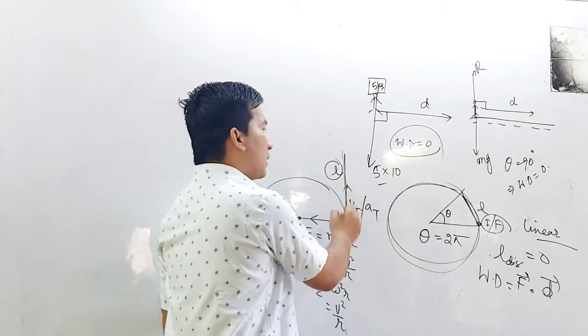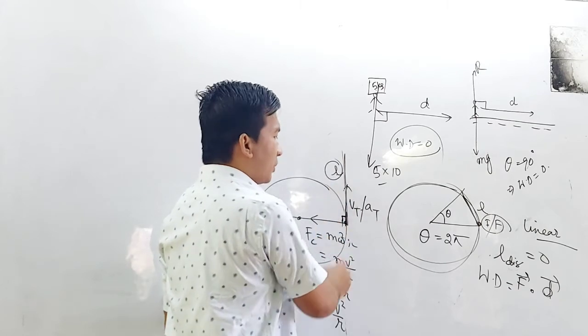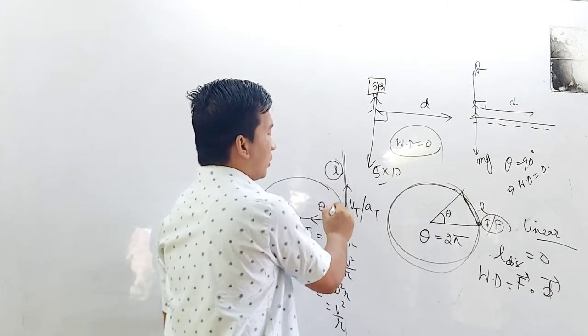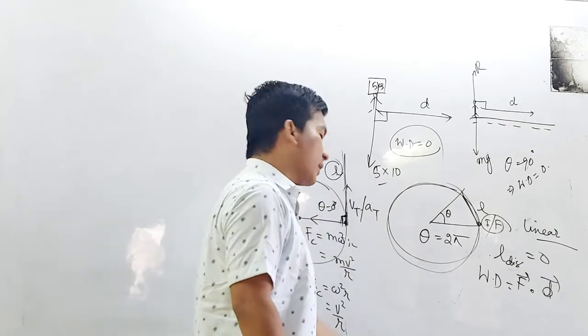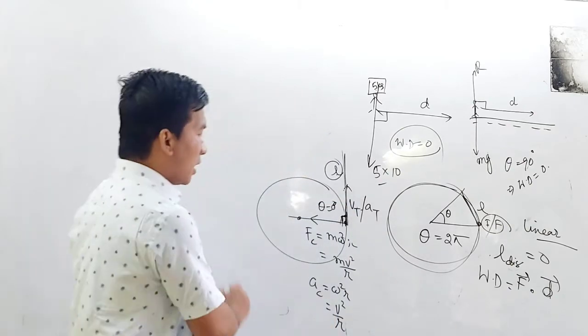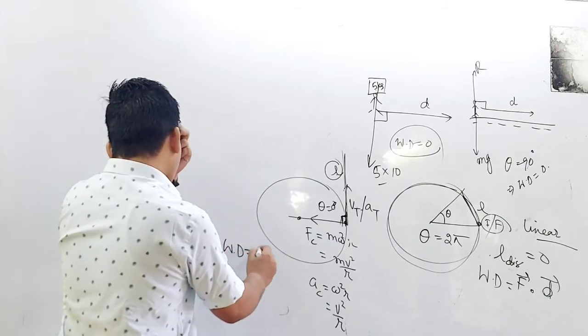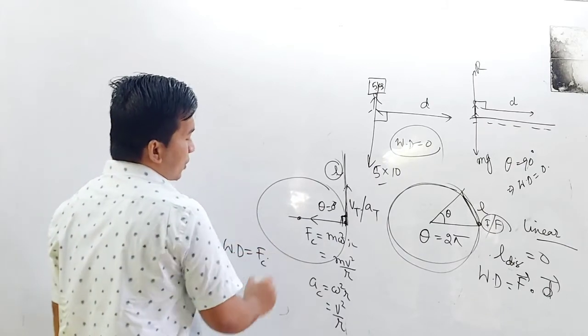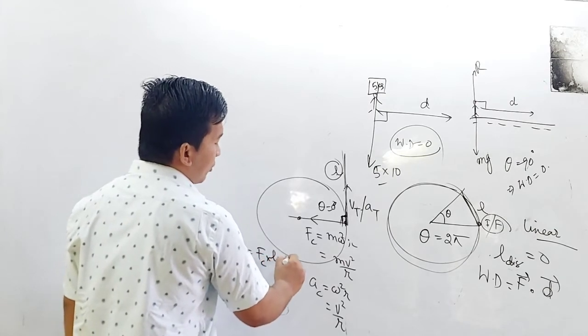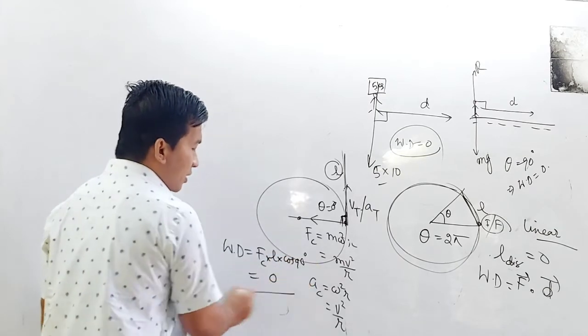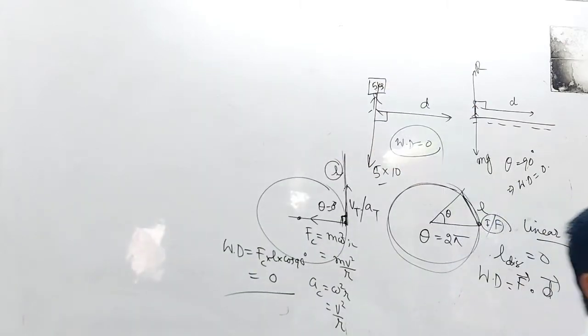This linear displacement makes an angle of 90 degrees with the centripetal force, so our work done will be equal to 0. The explanation is: work done equals centripetal force times displacement L times cos of 90, and still our answer is 0. Understand, question number 3 gives the answer 0. Now let us do question number 4.